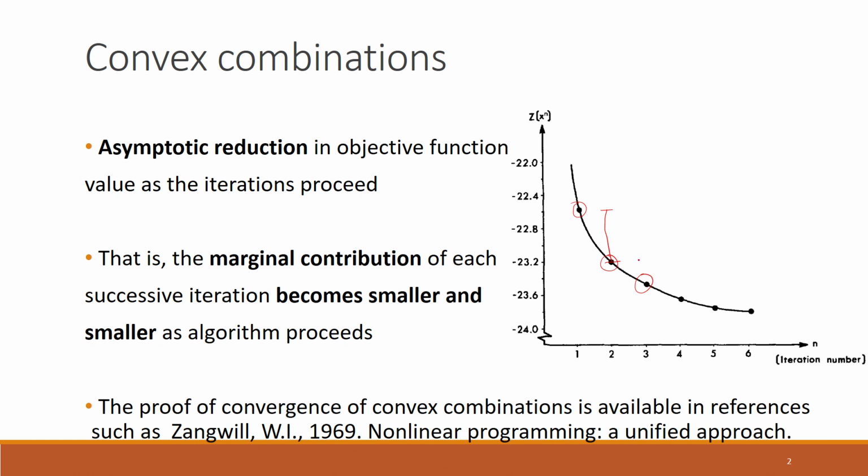This difference between first and second is larger than what you will see between iterations second and third, and again this one will be larger than what you will be getting later. So, you will see an asymptotic reduction in the objective function value as the iterations proceed. What it means is that the marginal contribution of each successive iteration becomes smaller and smaller as the algorithm proceeds. In the beginning we will see larger reductions in the objective function value, but as we move forward these reductions will slowly reduce. So, this is one characteristic of the convex combination algorithm.